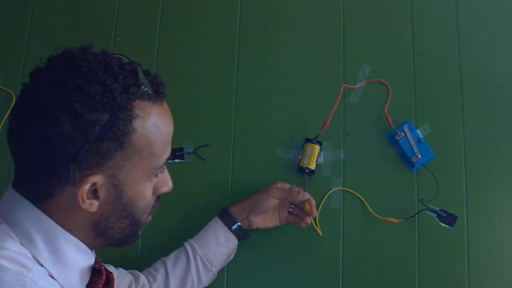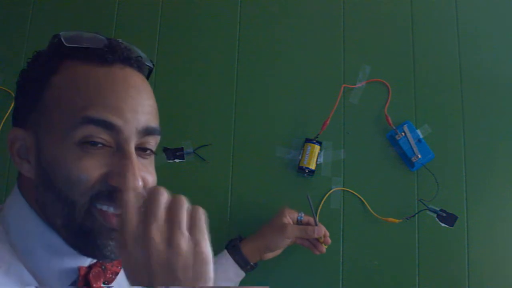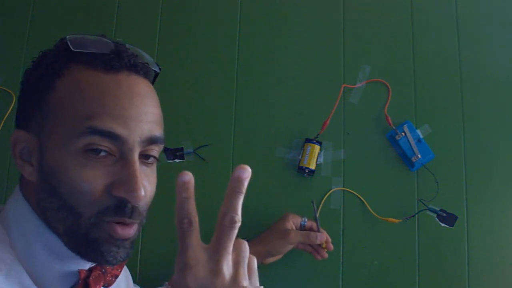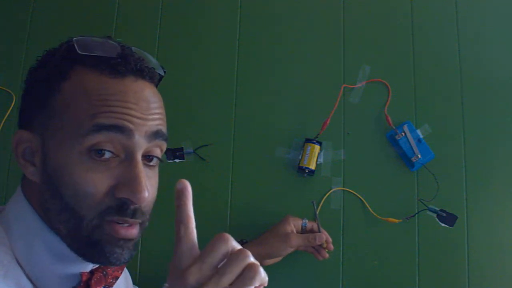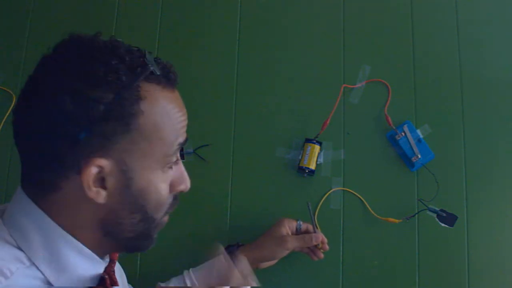Let's see what happens. What do you think is going to happen? If you think it's going to be a conductor, hold up a 1. If you think it's going to be an insulator, hold up a 2. You got it? Okay, here we go.